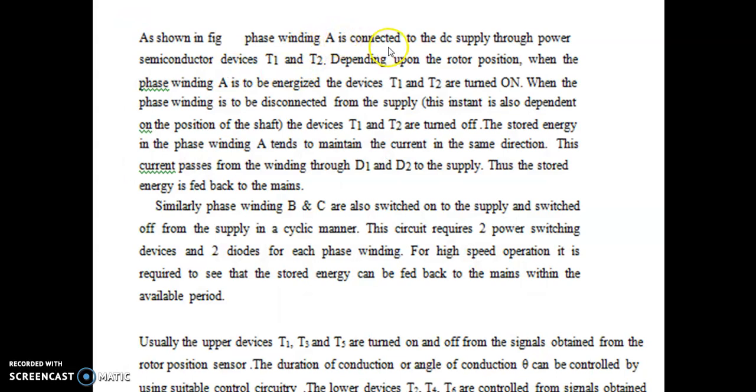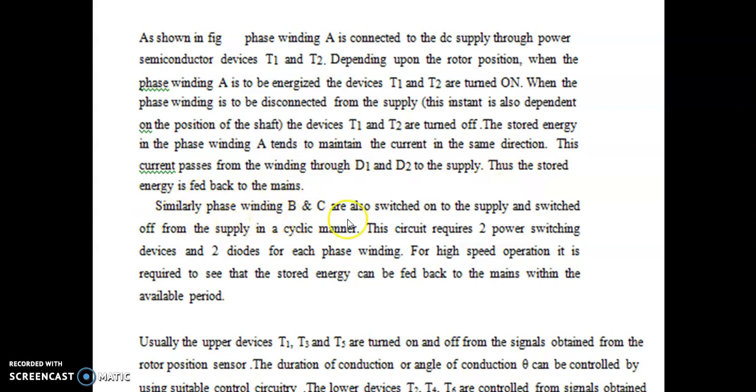So, phase winding A is connected to the DC supply through the power semiconductor devices T1 and T2. Depending upon the rotor position, when the phase winding A is to be energized, the devices T1 and T2 are turned on. When the phase winding is to be disconnected from the supply, this instant being dependent on the position of the shaft, the devices T1 and T2 are turned off. The stored energy in the phase winding A tends to maintain the current in the same direction. This current passes from the phase winding through the diodes D1 and D2 to the supply. Thus, the stored energy is fed back to the mains.